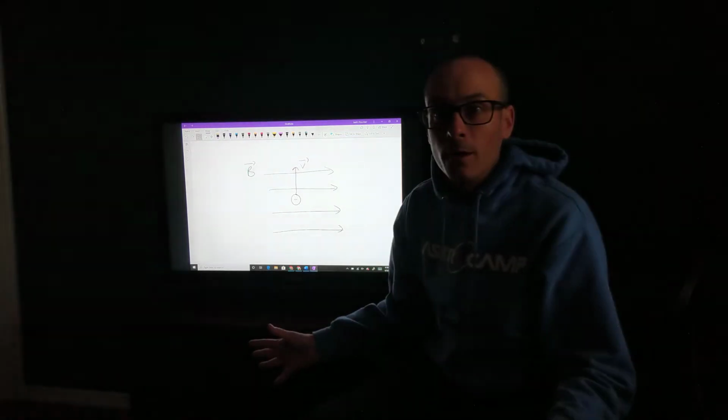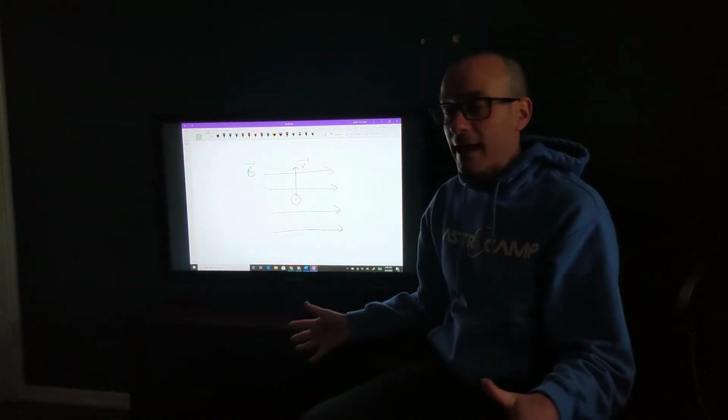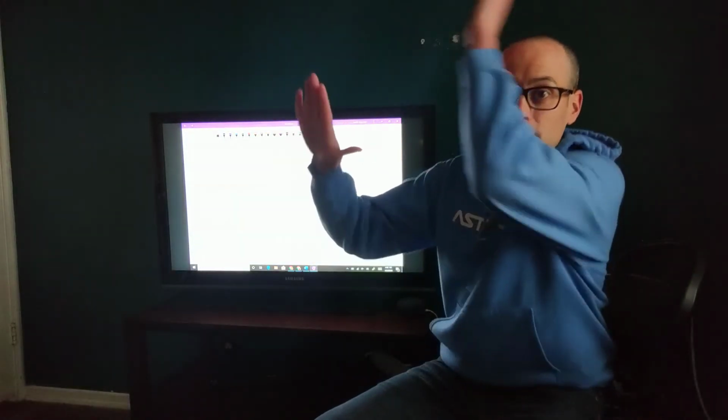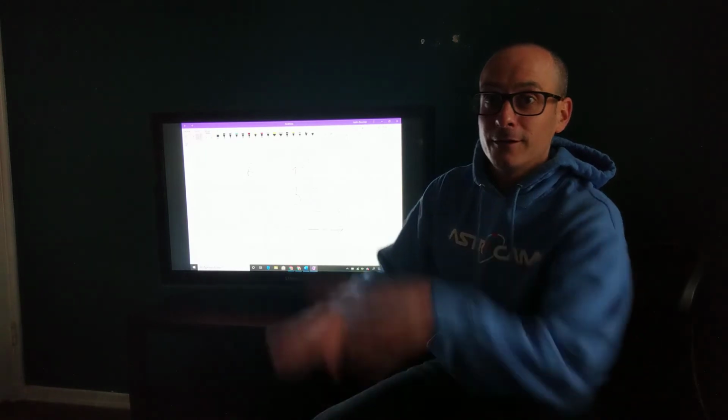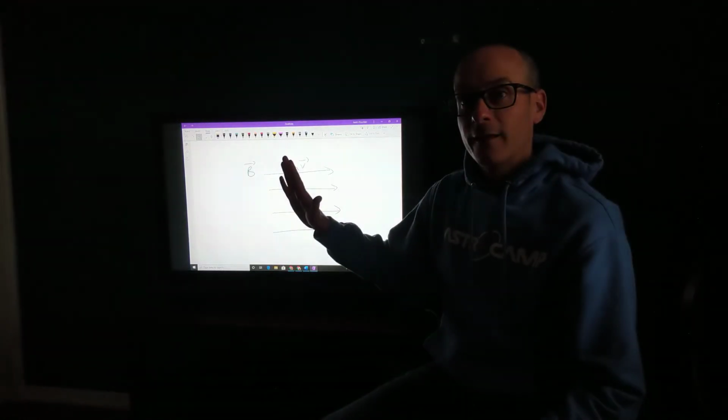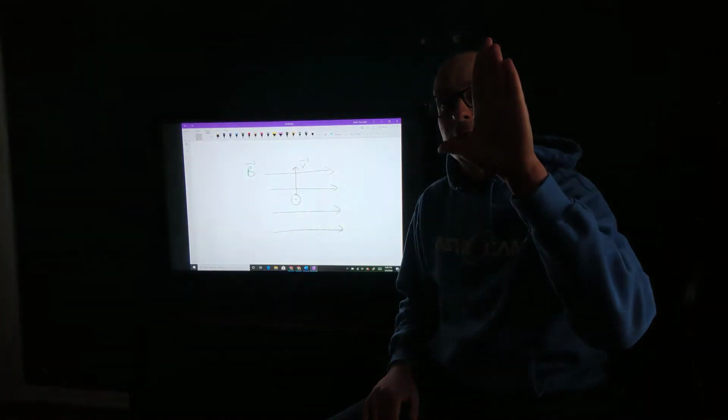Next one. Uh-oh. It's negative. There's a negative charge. Don't use your right hand. You don't use your right hand for a negative charge. If it's a negative charge, that's right, you use your left hand.